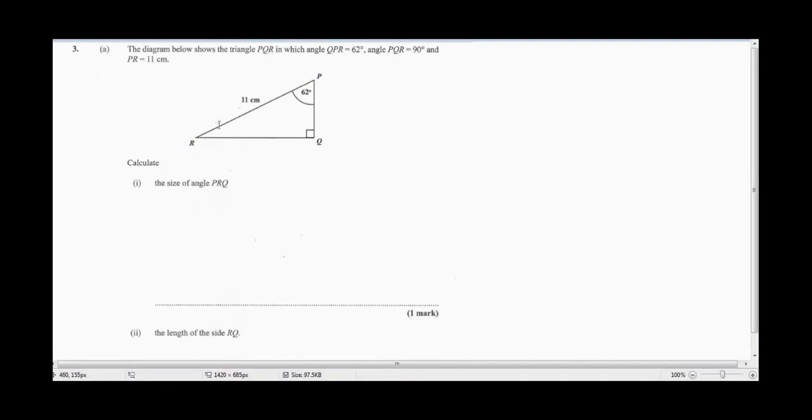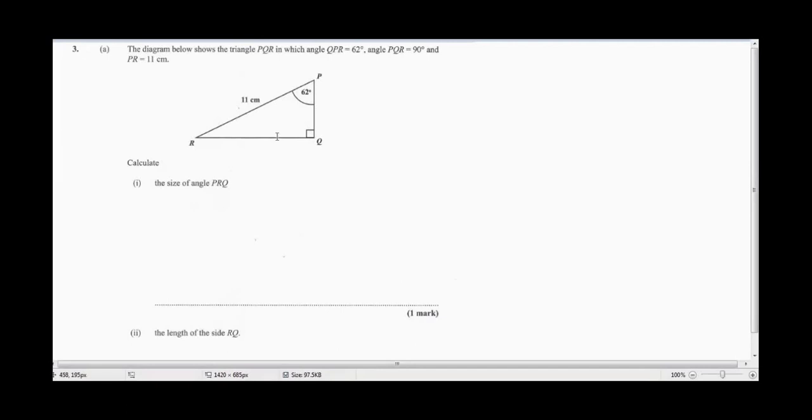So, looking at this triangle, I can see that we have 62 degrees right here, which is angle QPR, and we also have 90 degrees because this is a right angle triangle. So angle PQR is 90 degrees, this angle right here.